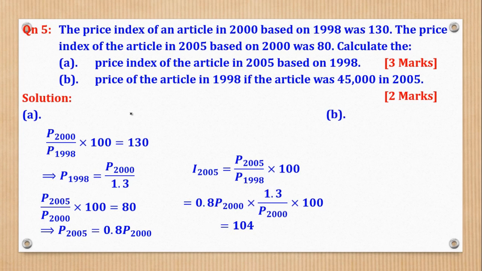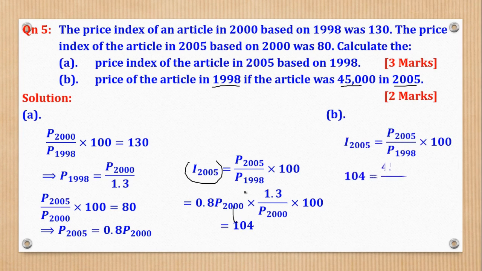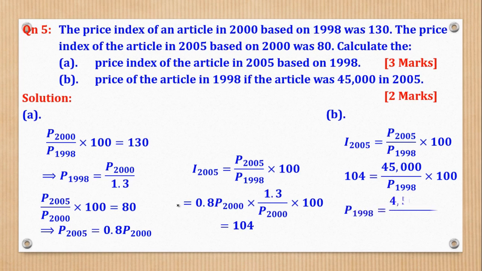Then part B, they want the price of the article in 1998. If the article was this in 2005, the good thing is we have got this index for 2005, so we shall just come and substitute. Where there is this, we shall put there 104. Where there is this, we shall put there 45,000. And this is what they want. So make it the subject, and that will be the answer they wanted.